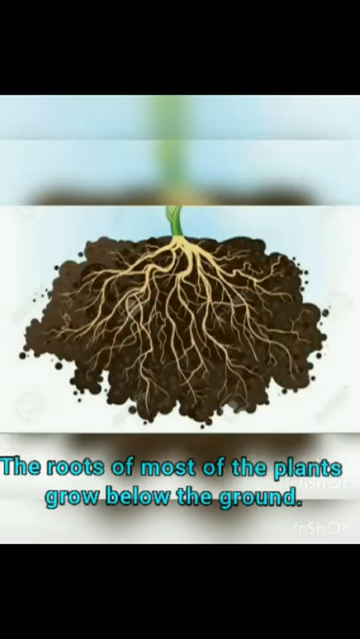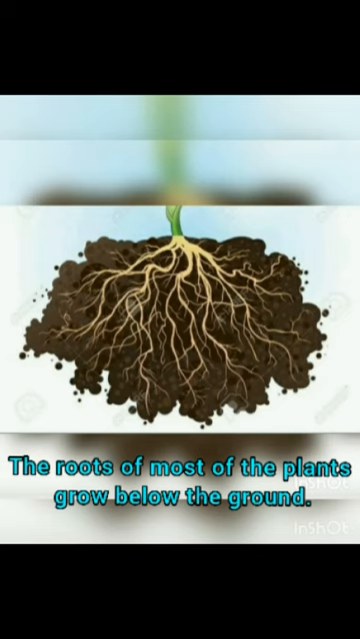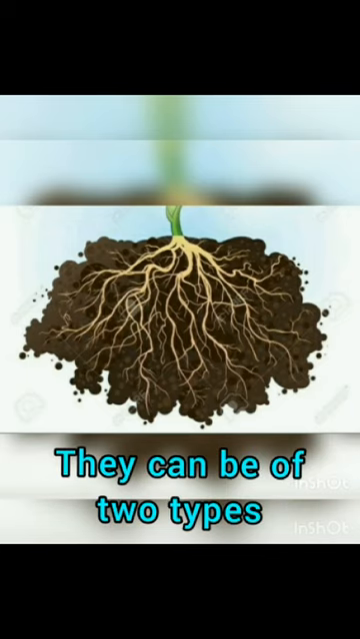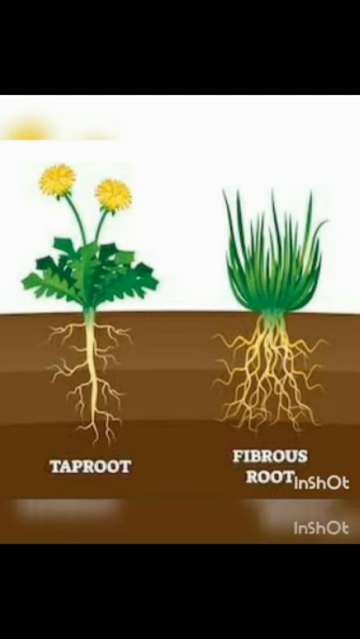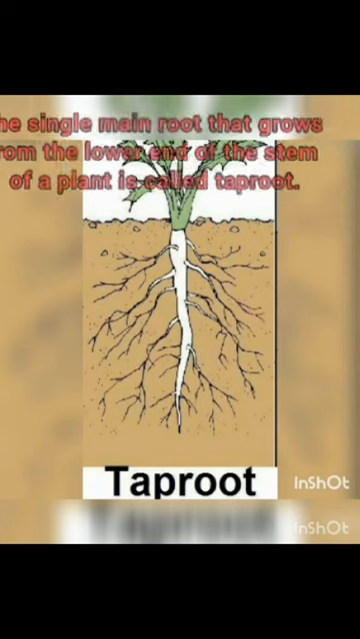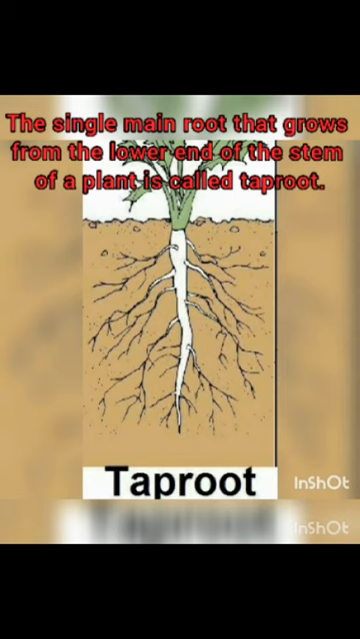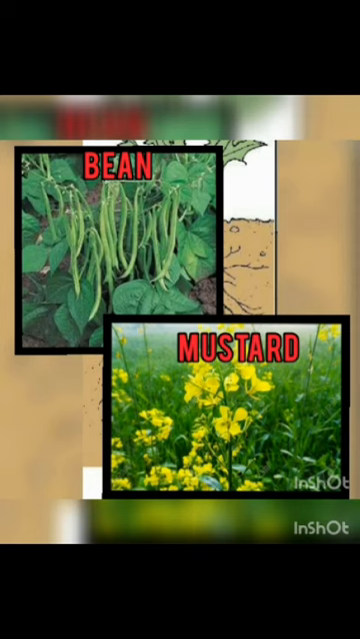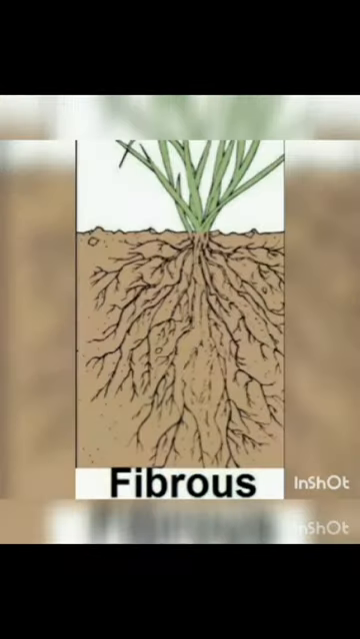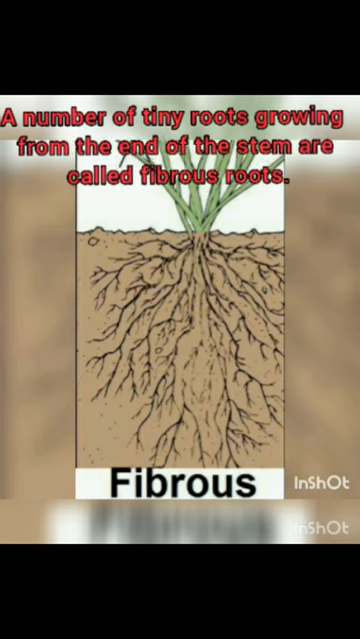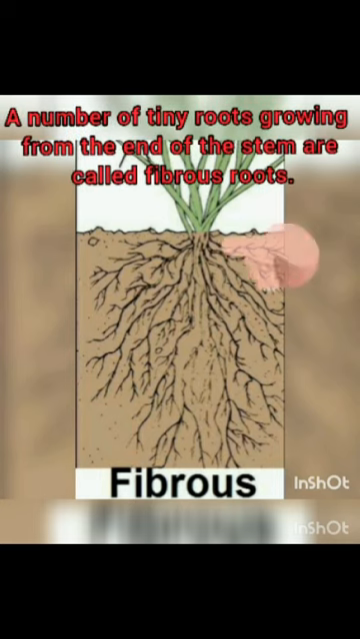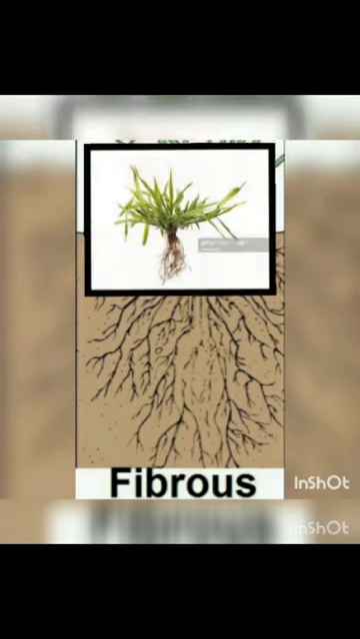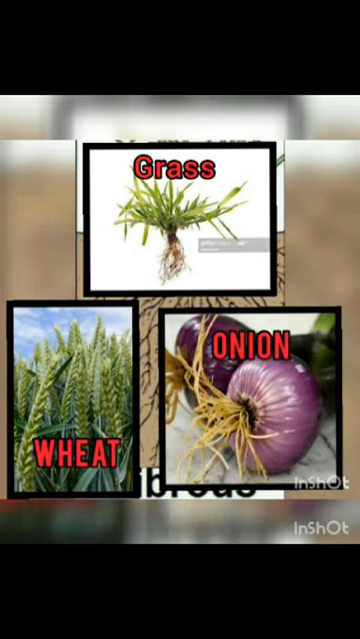Root. The roots of most of the plants grow below the ground. They can be of two types, taproot and fibrous root. Taproot. The single main root that grows from the lower end of the stem of a plant is called taproot. Plants such as bean, mustard, etc. have taproots. Fibrous roots. A number of tiny roots growing from the end of the stems are called fibrous roots. Plants like grass, wheat, onion, etc. have fibrous root.